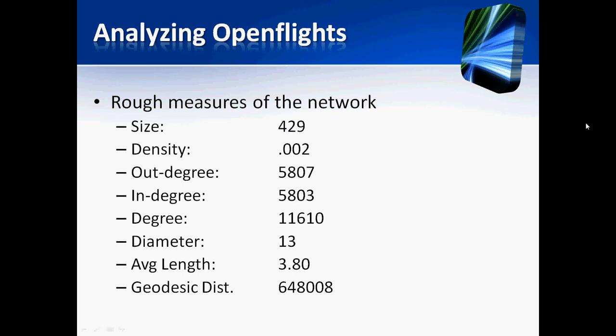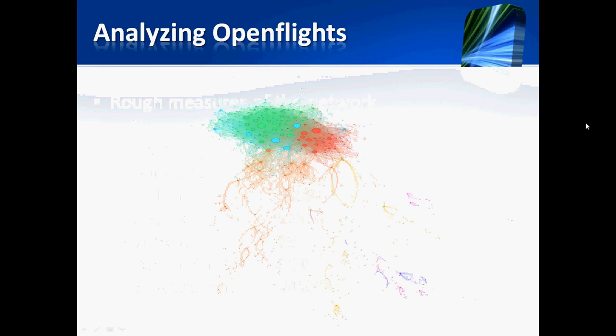Rough measures of the network after all this processing: 429 nodes, density 0.002, out degree 5807, in degree 5803, fairly well balanced. Total degree was 11,610, the addition of those two. Diameter 13, average length 3.8. And the geodesic distance, 648,008. So here's just sort of a picture of how it looks with the nodes grouped by color, and they were sized by degree. We'll go through this in a little bit more detail.